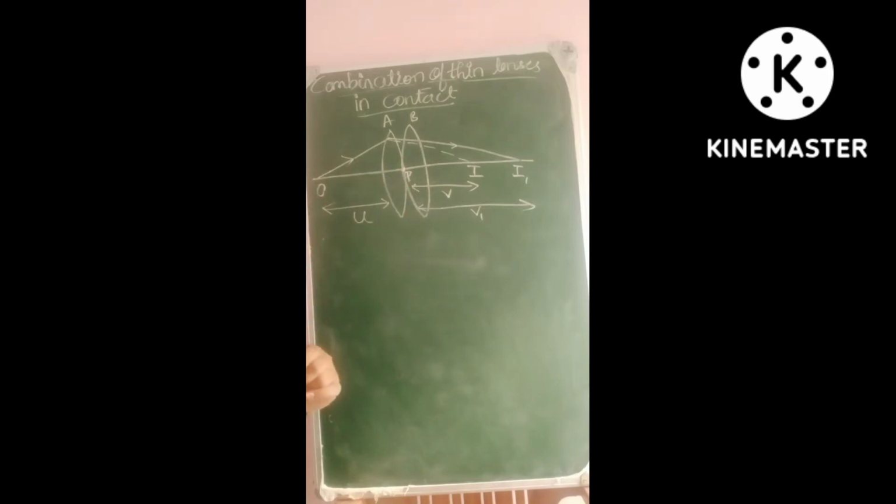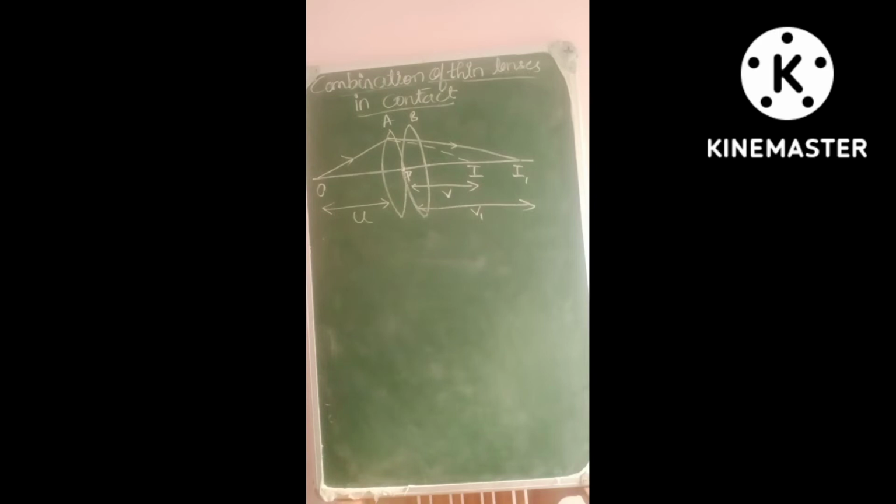Optic center, what is it? Optic center is nothing but the center of the lens, the central point of the lens. In the case of a spherical mirror, the central point of that spherical mirror we call the pole. In the case of the lens we call it the optic center. It is denoted here by the letter P.